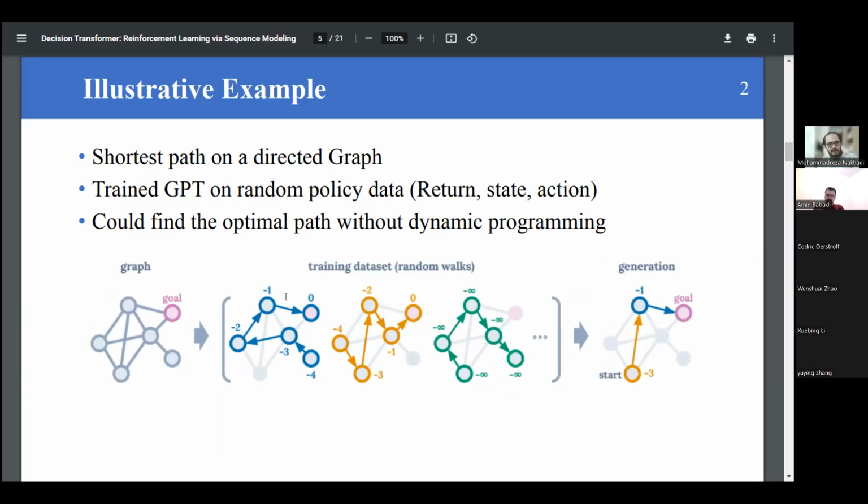Here's an illustrative example. There's a graph, and the goal is to reach the goal state from the beginning. If the agent reaches the goal state, then the reward is 0. On other states, the reward is -1. They trained transformers conditioned on return, state and action, and they trained that on random policy data. The interesting part was that the transformers could learn the optimal policy. So motivated by these illustrative examples, the authors used transformers in offline reinforcement learning.